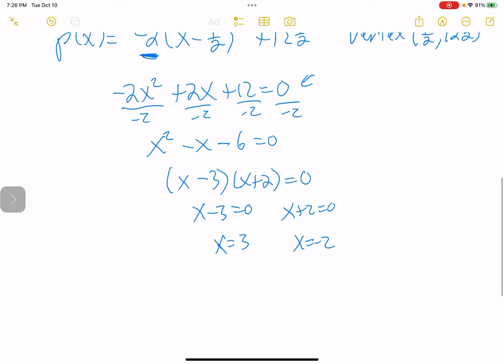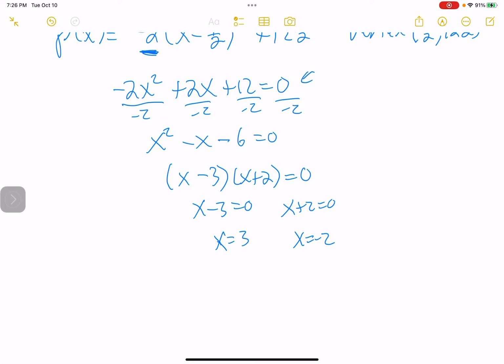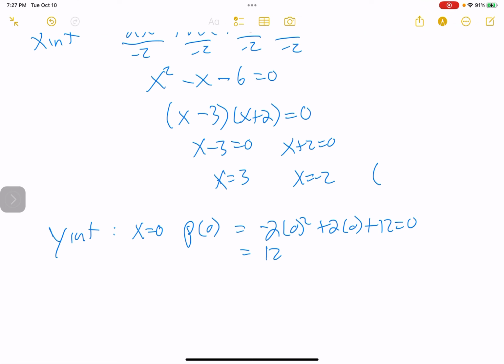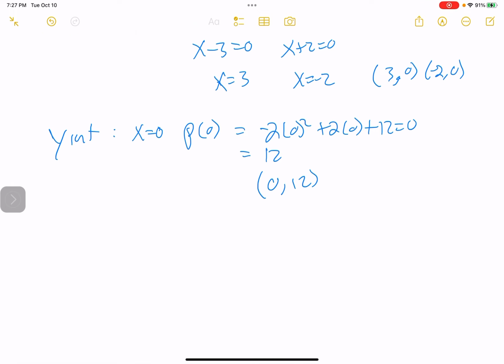One more thing I want to find is the y-intercept. So this was finding the x-intercepts. For the y-intercept, there's only one of those. We're going to have x equals 0, so we find p of 0. It's going to be negative 2 times 0 squared plus 2 times 0 plus 12, so it's going to be 12. I should have said the x-intercepts are (3, 0) and (negative 2, 0), whereas the y-intercept is (0, 12). Okay, so we have all the pieces we need to graph this.